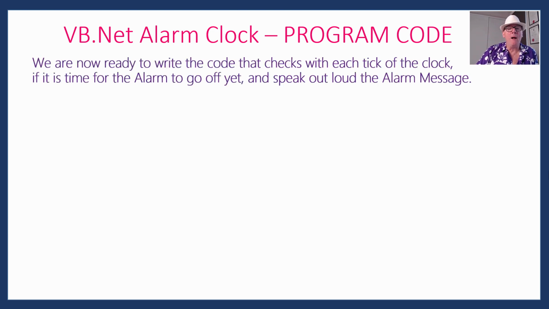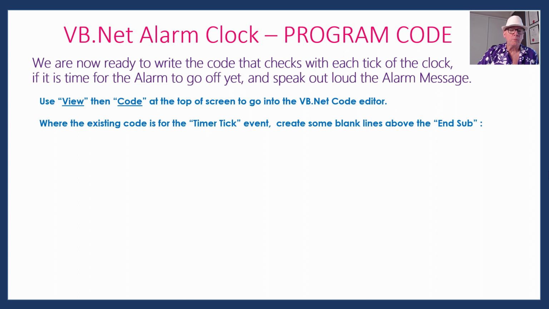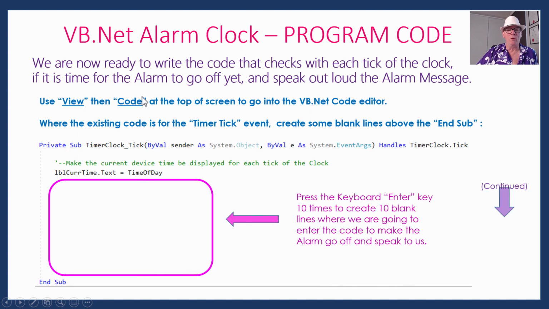All right, back to this. Now we're ready to write the code that checks each tick of the clock and if it's time for it to go off yet. Okay, so if you're on your form, remember you use view, then code to get into the VB.NET code editor. So we're not actually double clicking anything on the form in this case, we're just doing view code to get into our code. And where we've already got that stuff for the timer tick event, we're gonna make some blank lines where we're gonna put in this code, which we just talked about with the pseudocode, that over and over checking needs to go in here. And if it is time to go off, we need to make the computer talk.